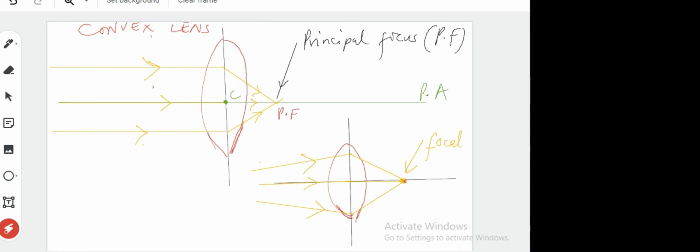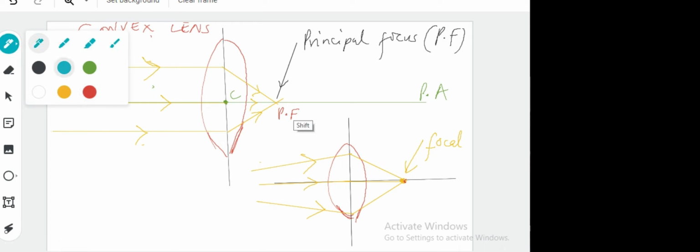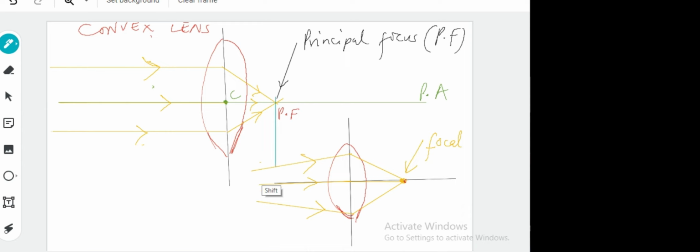The distance from the geometrical center of the lens to the principal focus is what gives you the focal length of the lens. The distance from the geometrical center of the lens to the principal focus is the focal length of the lens. So I will label it. Let's label it. This is it. This gives you the focal length, F, of the lens.